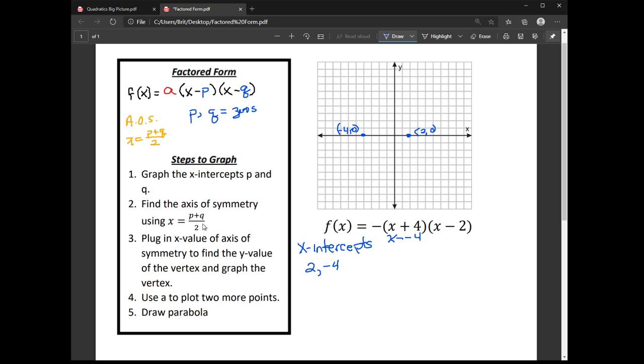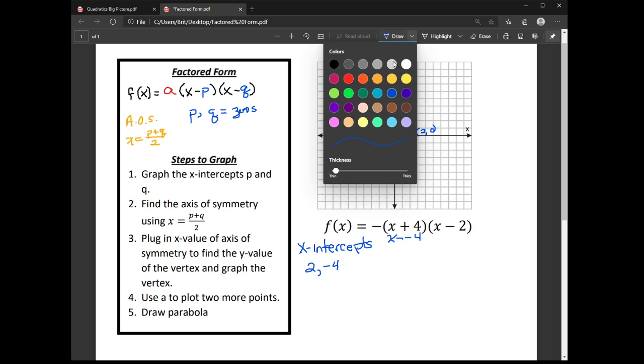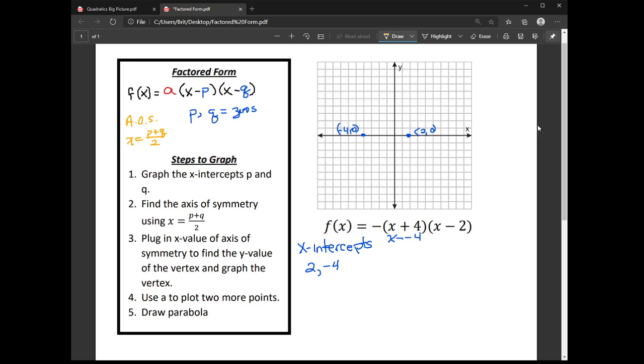The next step is to find the axis of symmetry. There's a nice little formula for it. So here's my axis of symmetry. I'm going to take my p and q values and add them together. So 2 plus negative 4, and then divide them by 2. So 2 plus negative 4 is negative 2. Divided by 2 is negative 1.